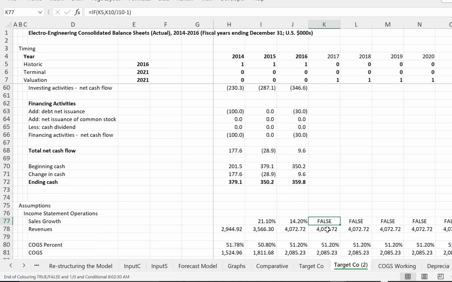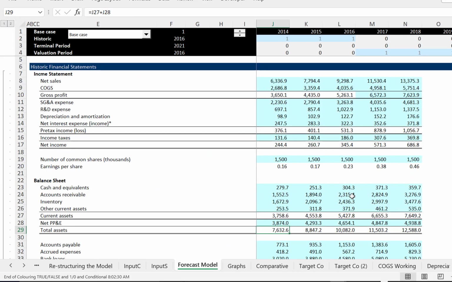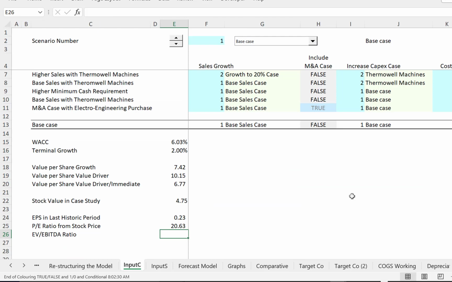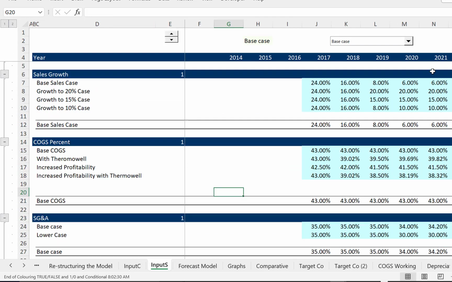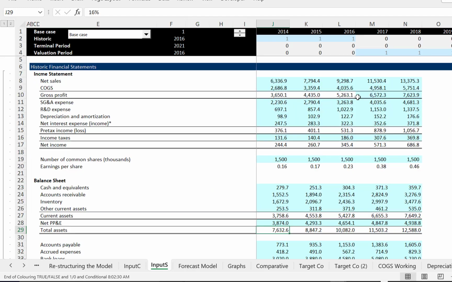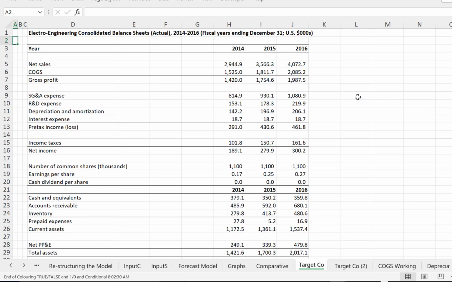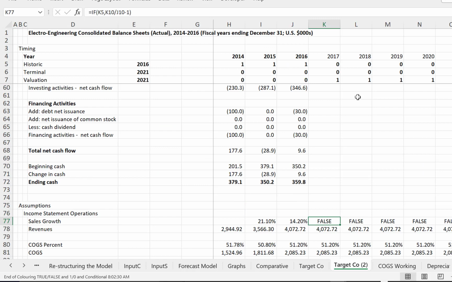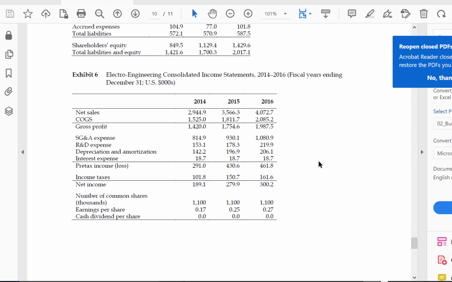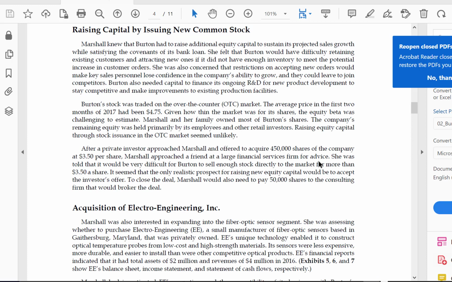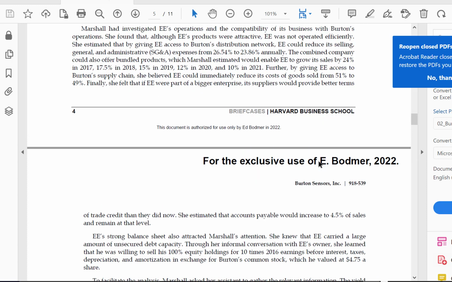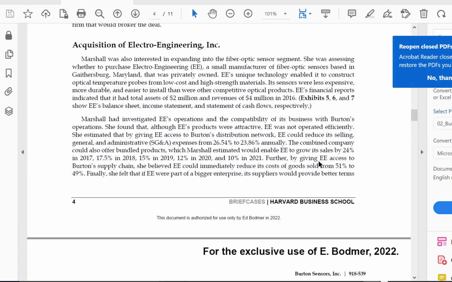This time I'm going to cheat. Now in the careful model, I set up a very careful input C and an input S page where we have sales growth scenarios and everything. That's for the acquiring company. But for this one, let's just cheat. Okay, and this is not good form. I feel a little bad about doing this, but screw it.